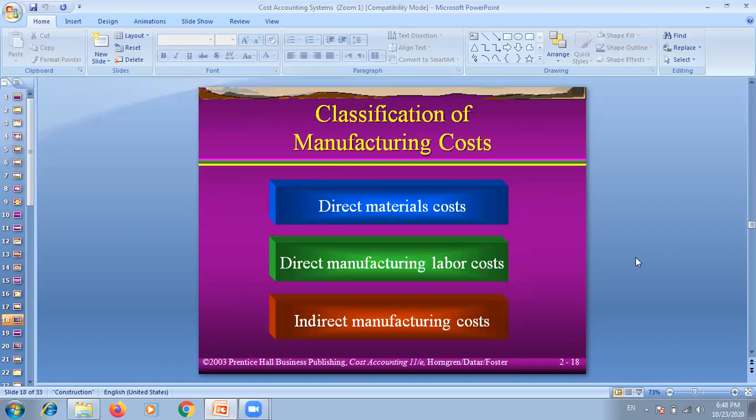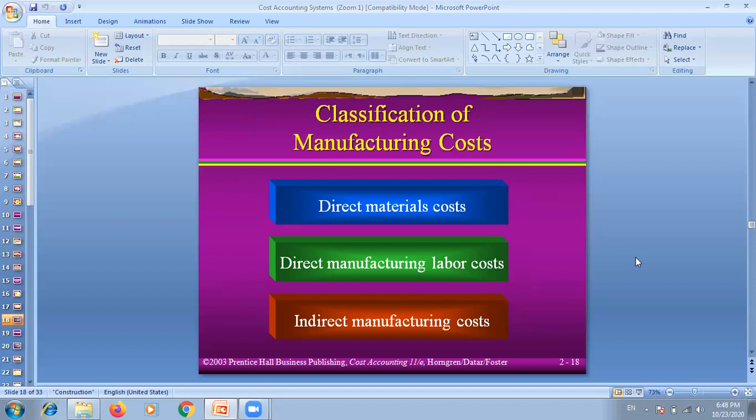Classification of manufacturing cost. Manufacturing cost may be direct material cost. I purchased raw material. Then direct manufacturing labor cost. There are some laborers who will convert these raw materials to a product. At the same time, they cannot convert this raw material to finished product without the help of machines. For example, these machines have depreciation. So I have to calculate depreciation. This is indirect manufacturing cost.